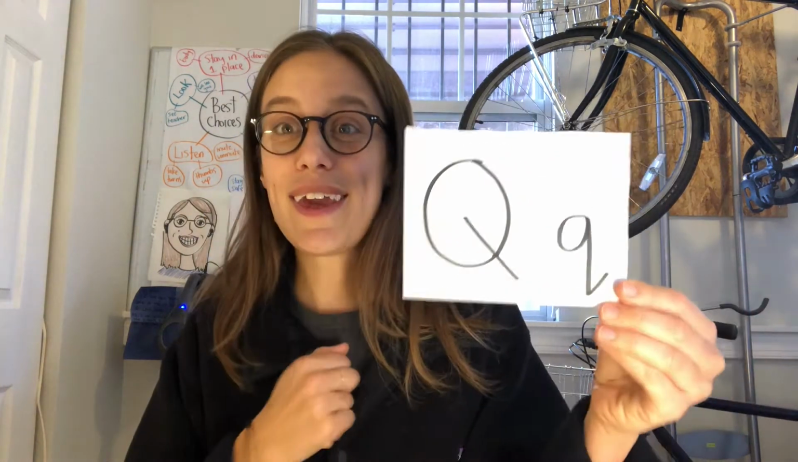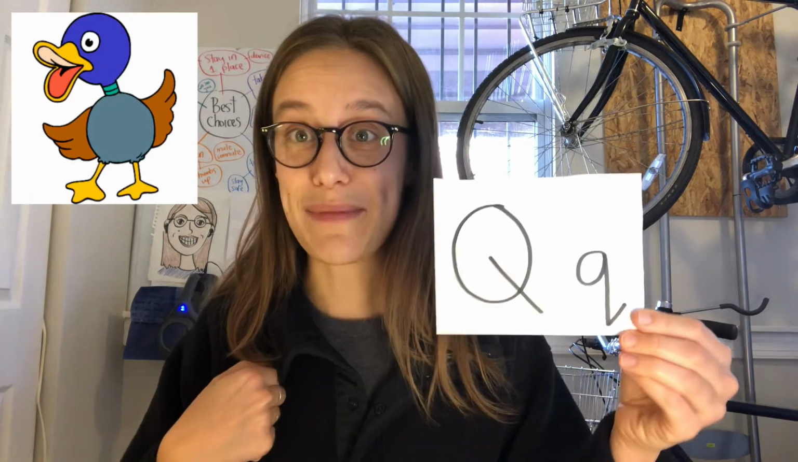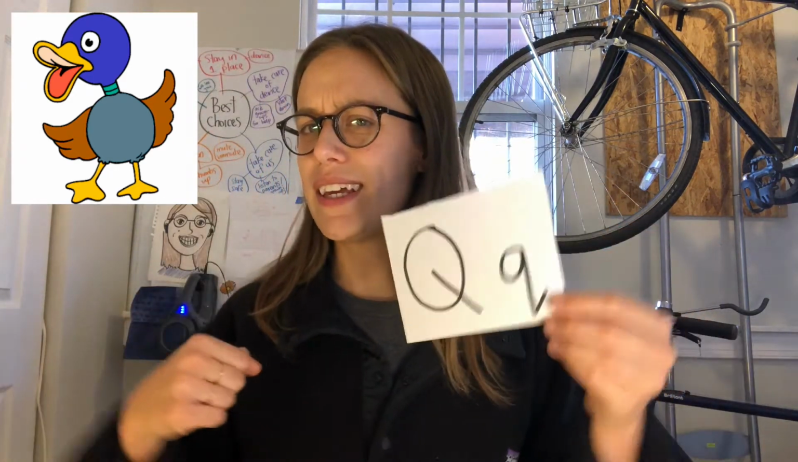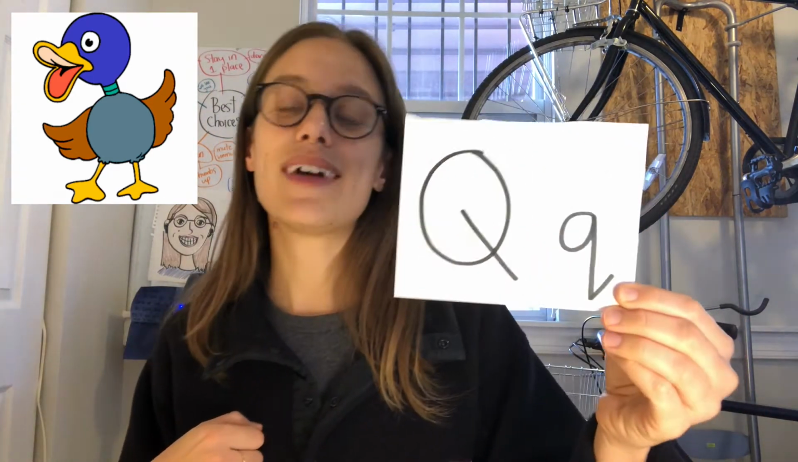Next up is the letter Q. Q is for quack, like a duck, like the noise that a duck makes. So when we make our Q sound, we're gonna flap our wings like a duck. Q, quack, quack, quack, quack.